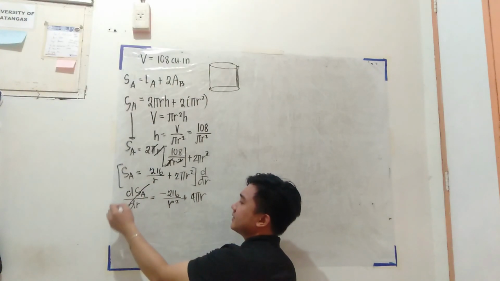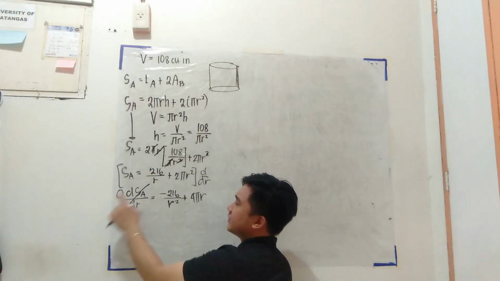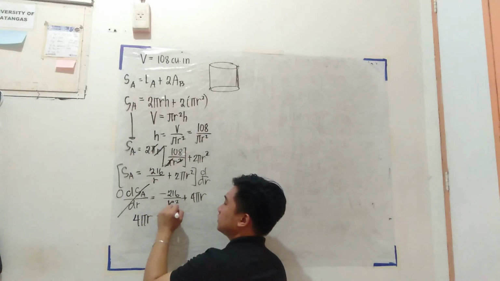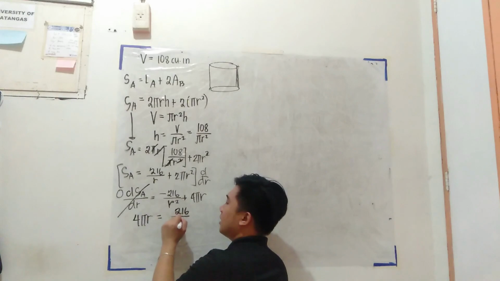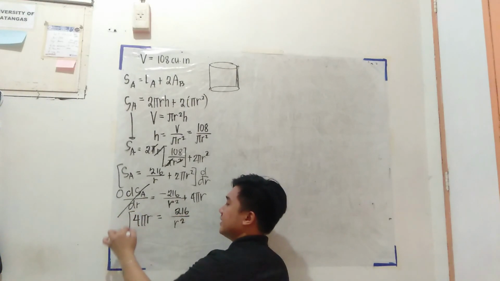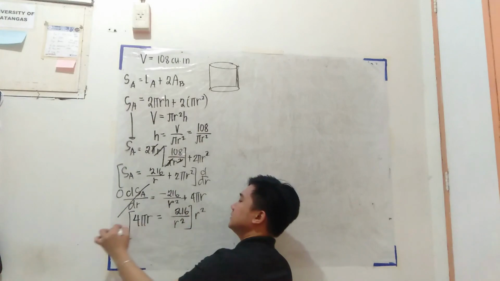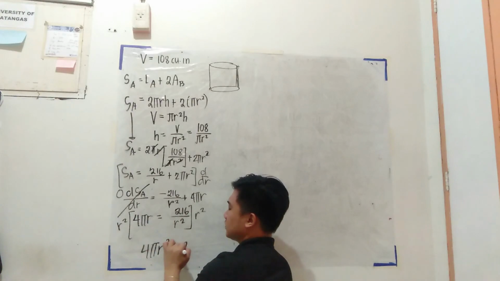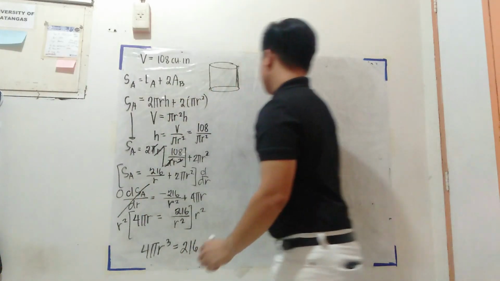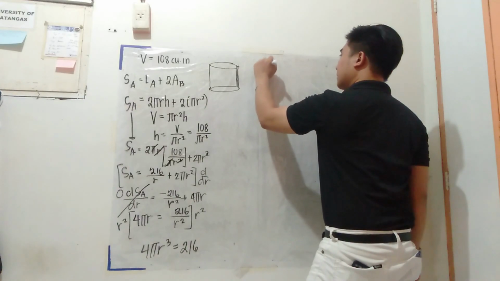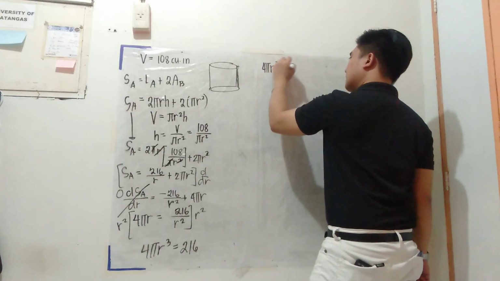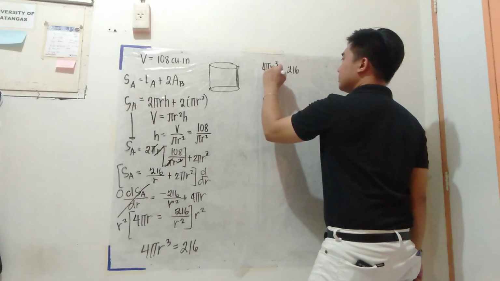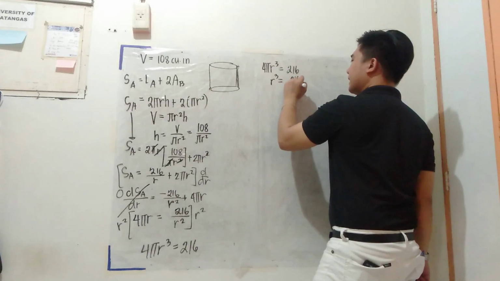And then, we set this to 0. So, kung 0 na yun, transpose ko to doon. So, 4 pi r is equal to 216 over r squared. And then, multiply ko both sides into r squared. I have 4 pi r cubed equals 216. R cubed is equal to 216 over 4 pi.